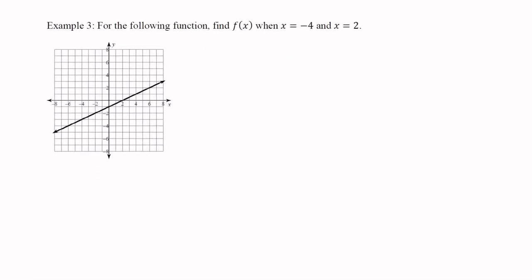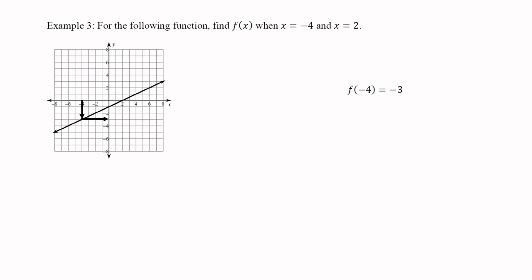So let's do an example of this. Here we're going to find f of -4. So we find -4 on the x-axis. We follow that down to the line of our graph. Then we follow the horizontal line at that point back to our y-axis, and we find that f of -4 is -3.